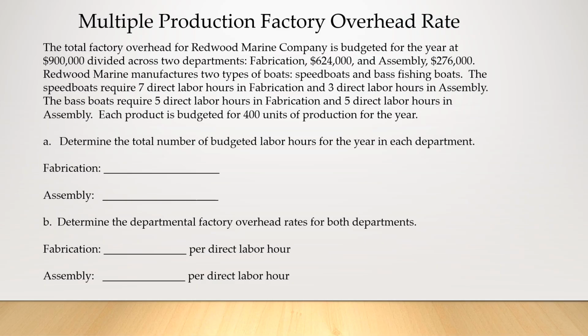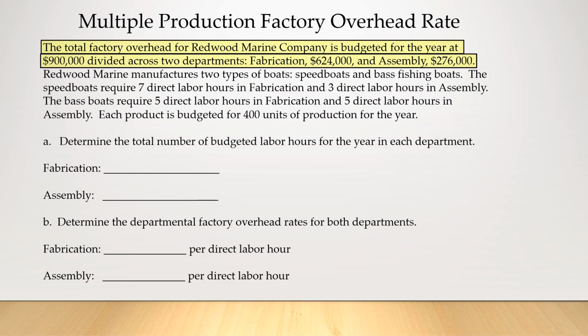Turn to page 8 to reconsider Redwood Marine Company, but this time it uses multiple factory overhead rates. The total factory overhead for Redwood Marine Company is budgeted for the year at $900,000, divided across two departments, fabrication at $624,000 and assembly at $276,000.